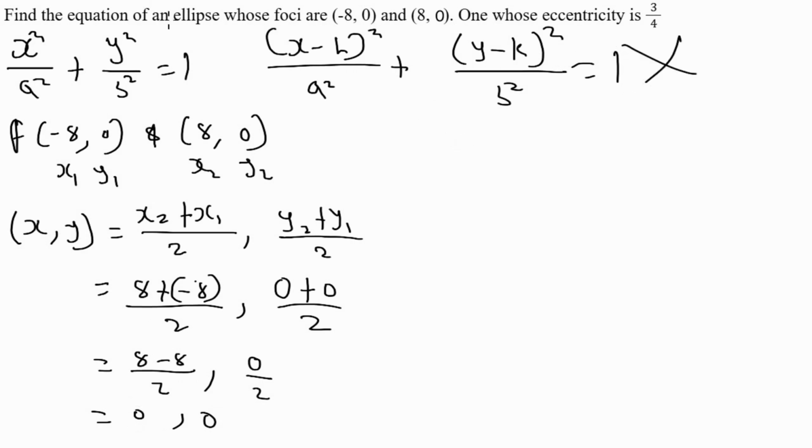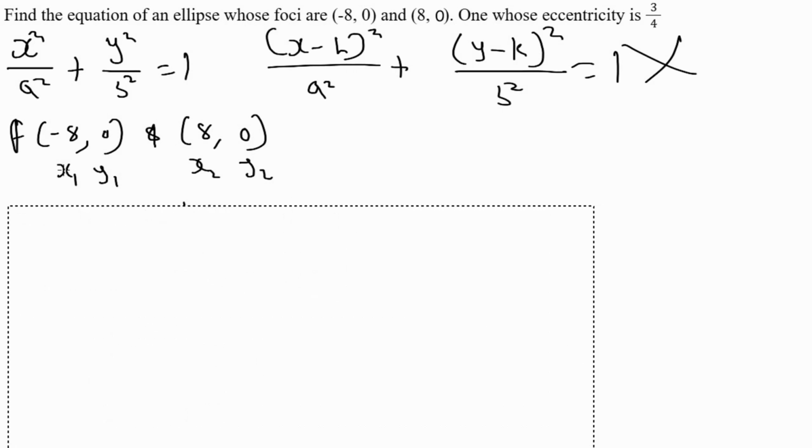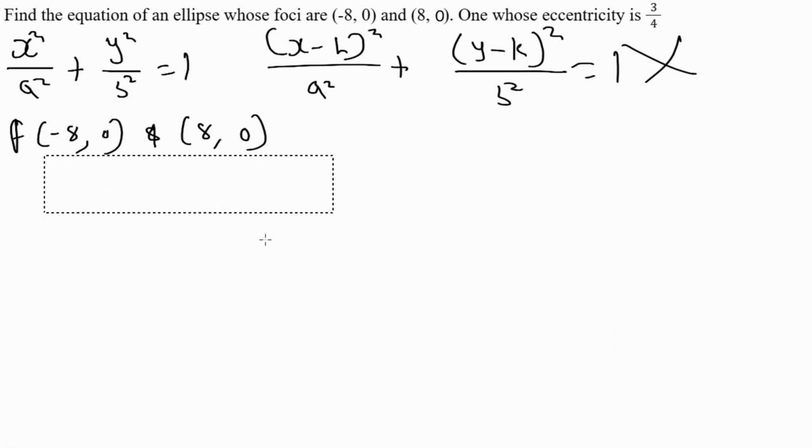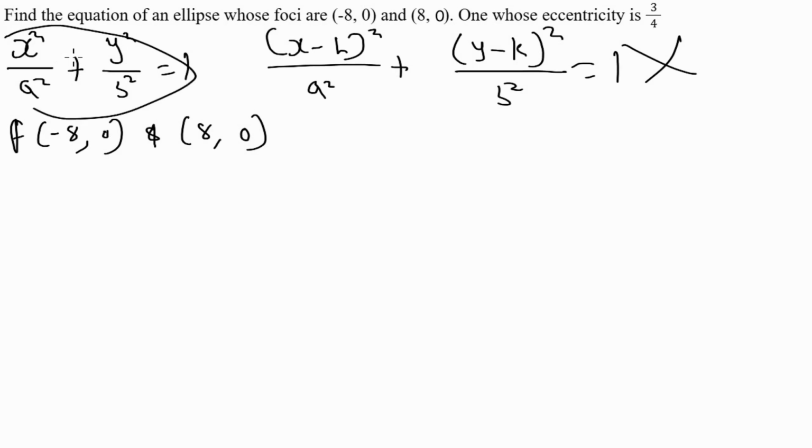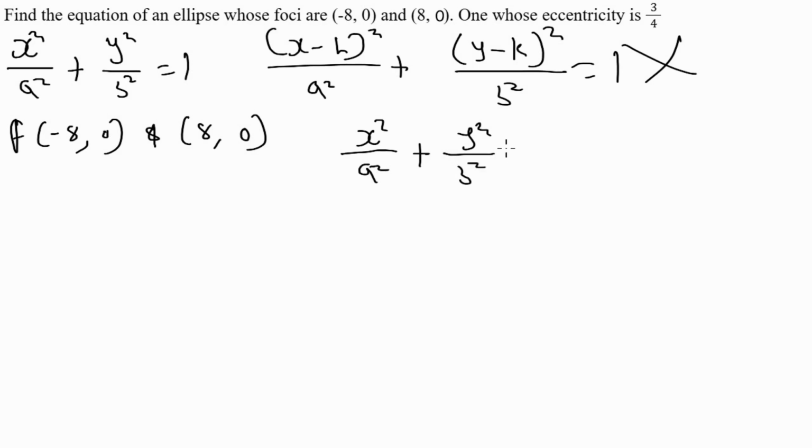So that's what we are doing. It will either be this or the values of a and b should change. So we don't need this one anymore. Now that we know it will either be this or the values of a and b should change, we need the orientation to know which exactly it is going to be. It will either be x squared over a squared plus y squared over b squared equals 1, or x squared over b squared plus y squared over a squared equals 1. It's either of these two.